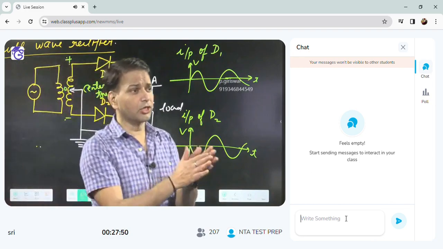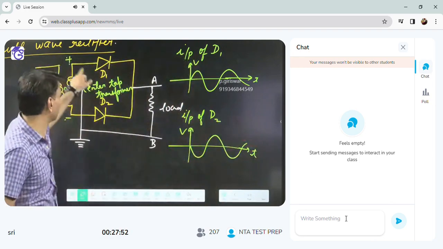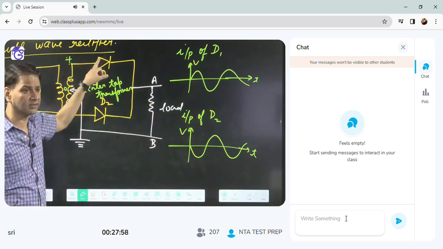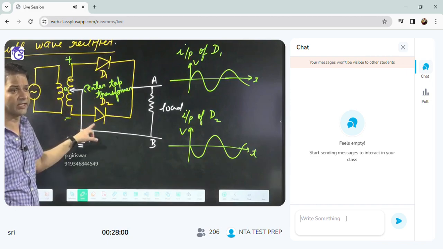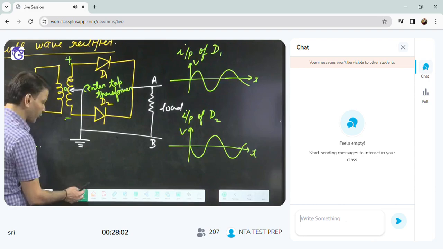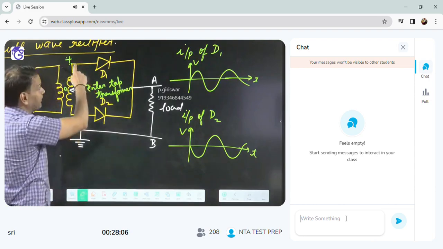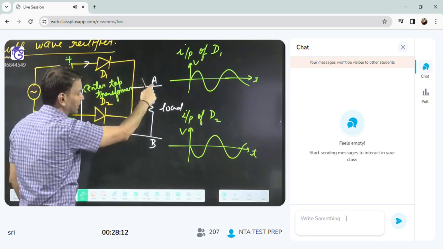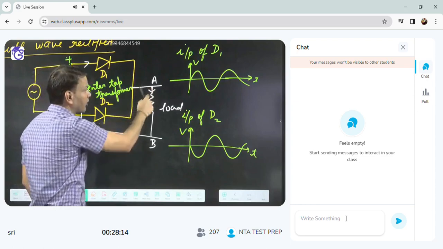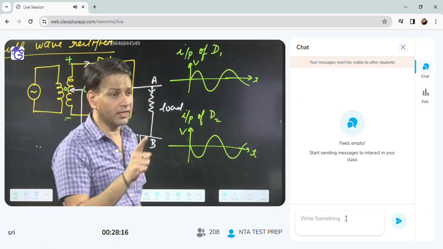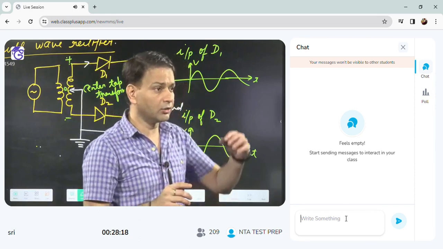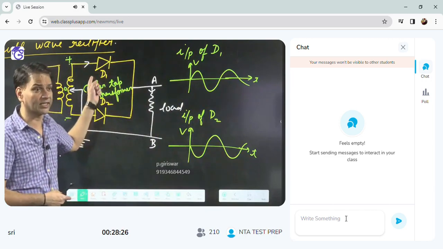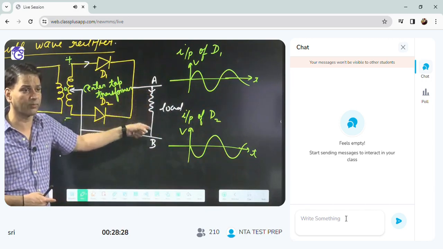Now at t equal to 0, D1 will get the positive cycle and D2 will get the negative cycle. When it is positive, D1 is in forward bias. When it is negative, D2 will be in reverse bias. So how will the current flow? D1 is forward biased, so current will conduct from here, and then the load will get current from A to B. That current is due to D1. So in the first half, D1 positive and D2 negative, that's why current is conducted by D1, and in the load we got the current from A to B.